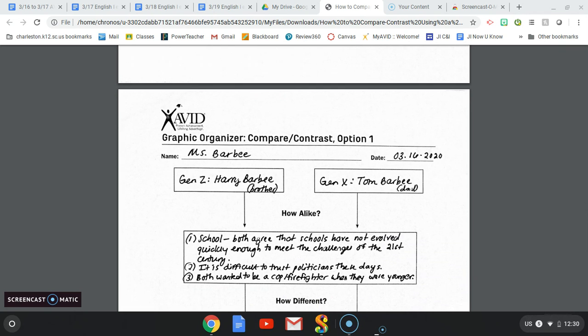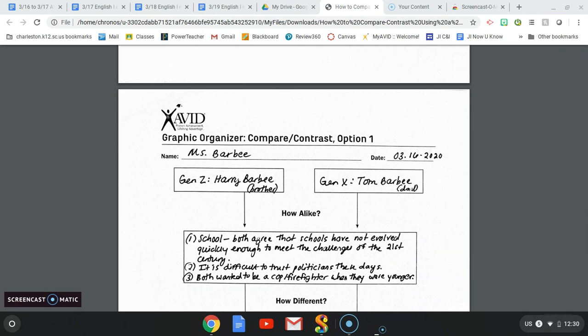If you have mostly similarities, you may want to use bullet points since it will probably give you some more room. As you can see in my box, I interviewed my brother, Harry, and my father, Tom. Technically, my brother is a millennial and my father is a baby boomer, but you'll still use the same process for your interviews.